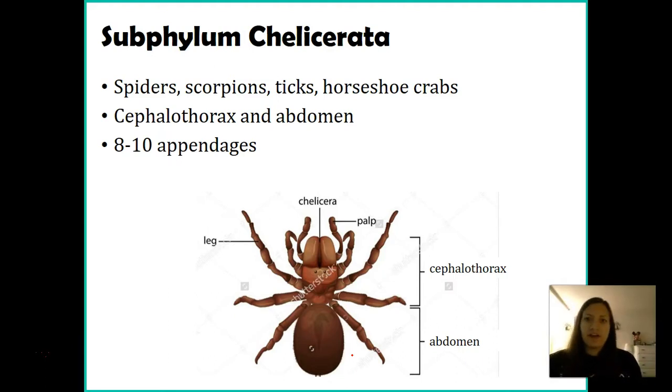Now when you think of spiders, you're like, oh, I know spiders have 8 legs. And within the class that has spiders, they do all have 8 legs. But because subphylum Chelicerata includes a lot of different organisms, some have 8 appendages, some have 10 appendages. So it's kind of a range depending on exactly what organism we're looking at.